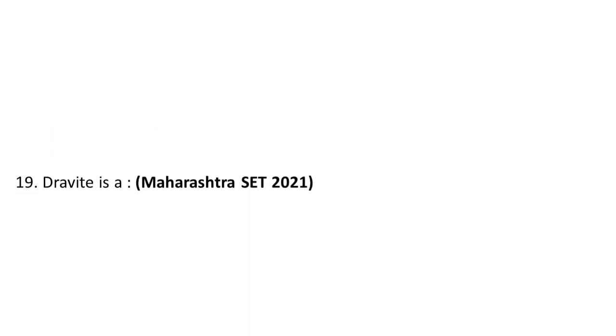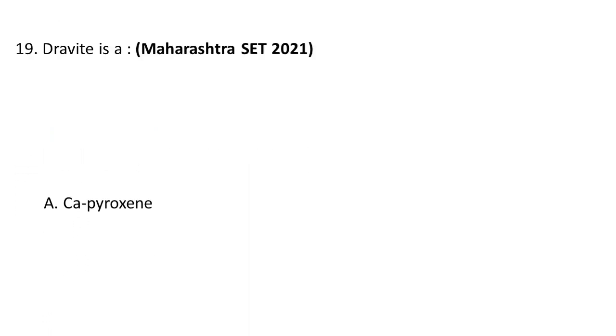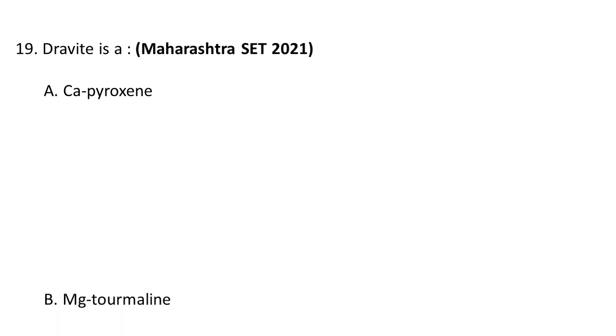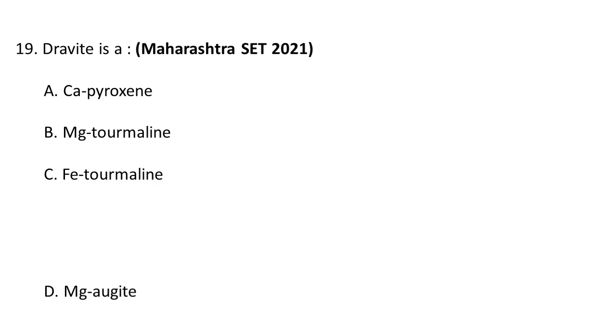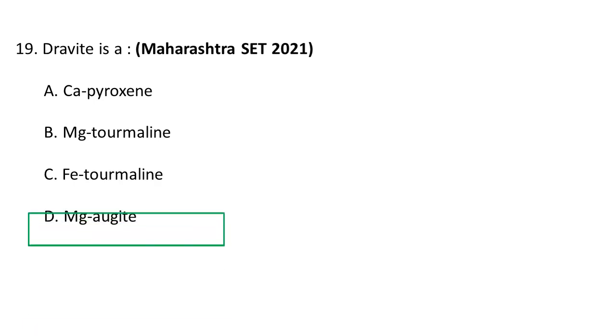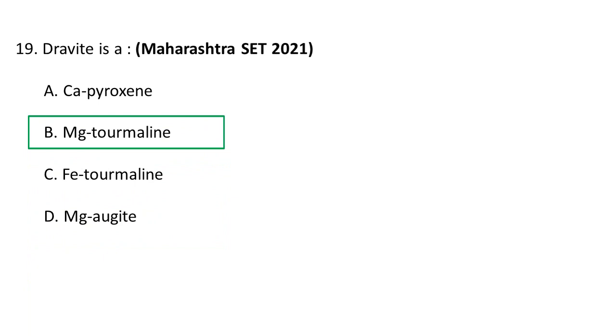Next question. Dravite is a, choices are A, calcium pyroxene, B, magnesium tourmaline, C, iron tourmaline, and D, magnesium agate. So the correct option is that dravite is a magnesium tourmaline. B is the correct option.